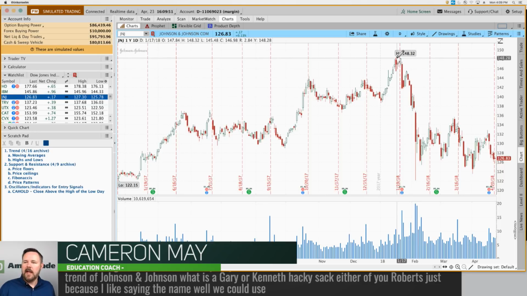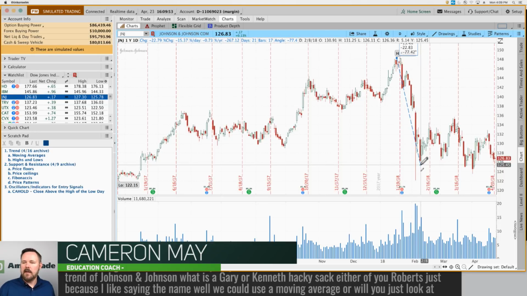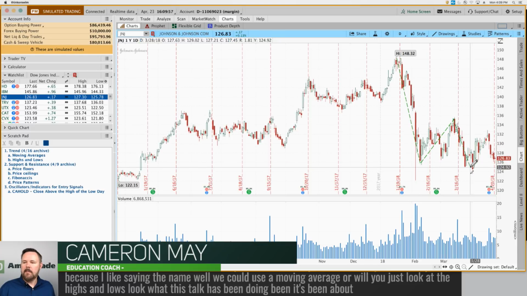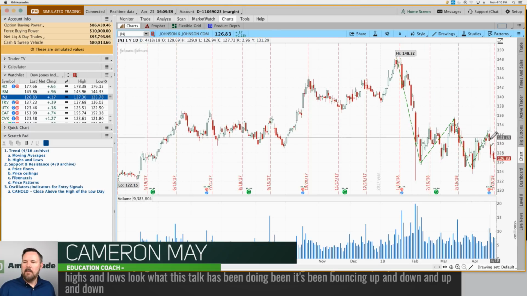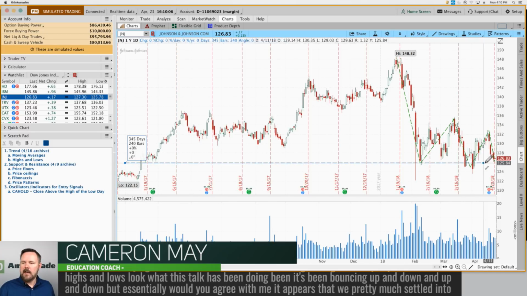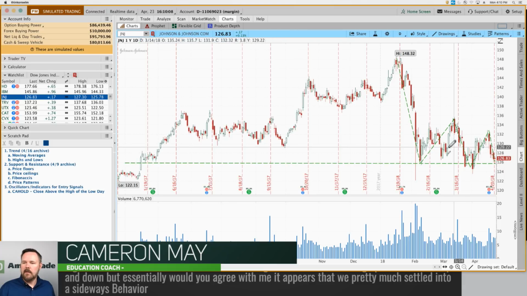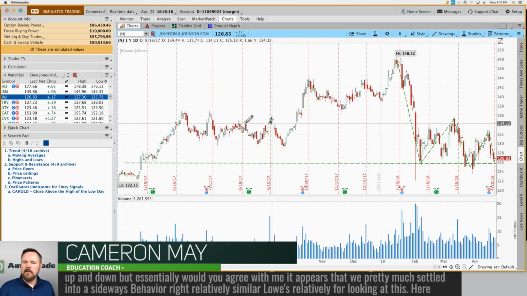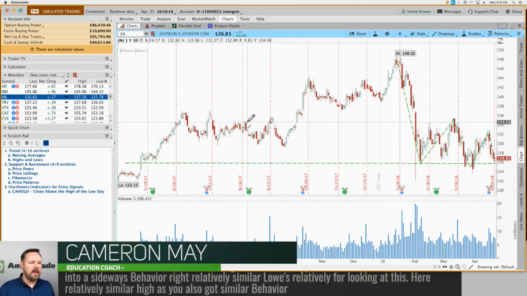Well, we could use a moving average, or we could just look at the highs and the lows. Look what this stock has been doing. It's been bouncing up and down and up and down. But essentially, would you agree with me? It appears that we've pretty much settled into a sideways behavior. Right? Relatively similar lows. Relatively, if we're looking at this period here, relatively similar highs. You also got similar behavior right back there.